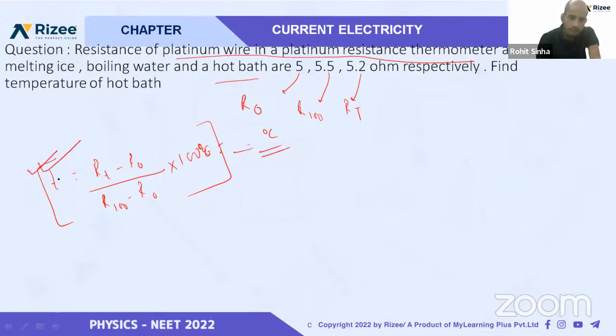You will get what RT is given. You can see it is 5.2 in the hot bath. R naught at 0 degree centigrade is 5. At 100 it is 5.5. Put all these values and you will get your answer. This is a special type of platinum wire thermometer. I just took this question to show you that this is the formula. You should remember this formula for a platinum wire resistance thermometer. You can put these values and get the answer.